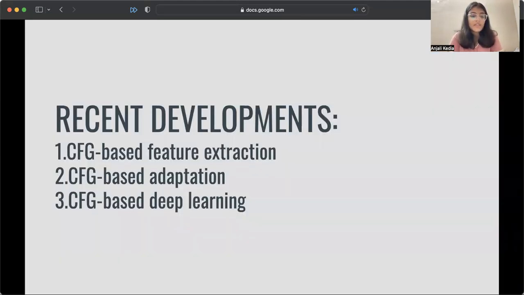In recent years, there have been several developments in the use of CFG in speech recognition, including the following. Number one, CFG-based feature extraction. CFG can be used to extract features from spoken sentences that can be used to improve speech recognition accuracy. Number two, CFG-based adaptation. It can be used to adapt speech recognition systems to new languages or domains. And number three, CFG-based deep learning. It can be used in conjunction with deep learning network techniques such as RNNs, recurrent neural networks, and transformers to improve the accuracy of speech recognition.